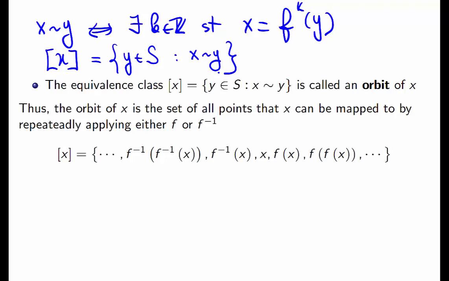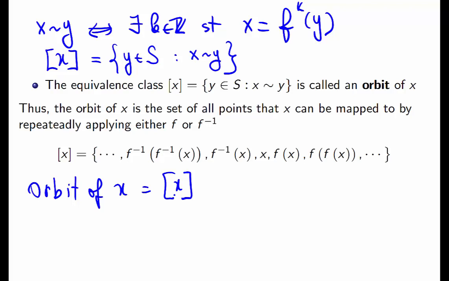And for this particular type of equivalence class, we will call such an equivalence class an orbit of x. So by orbit of x, we mean the equivalence class of x. And again, clearly we've seen in a previous lesson that any equivalence relation will give a partition of the set, right?